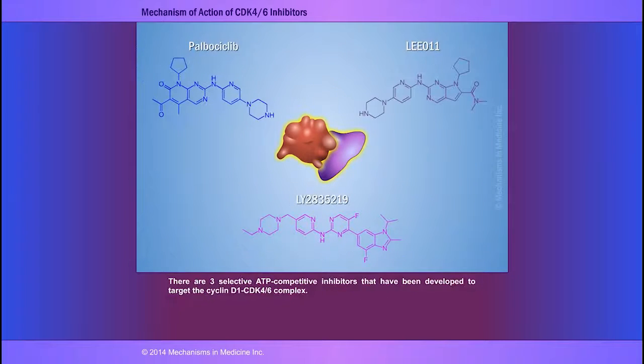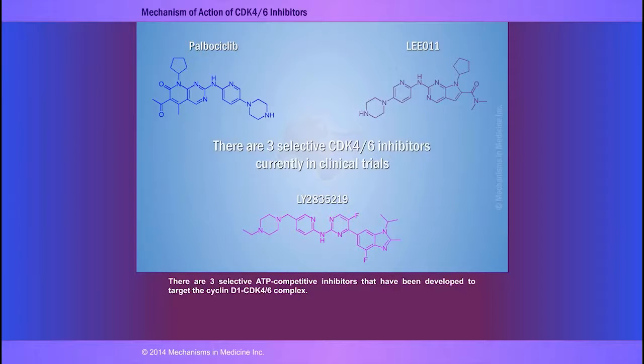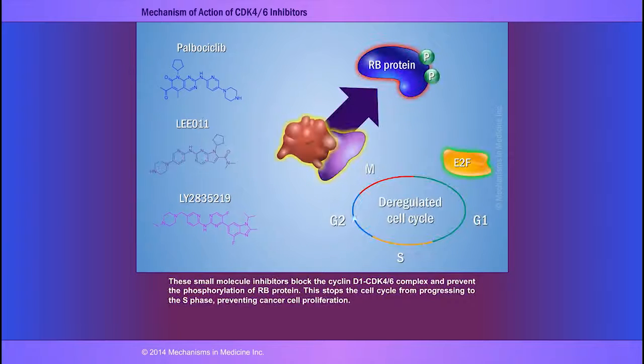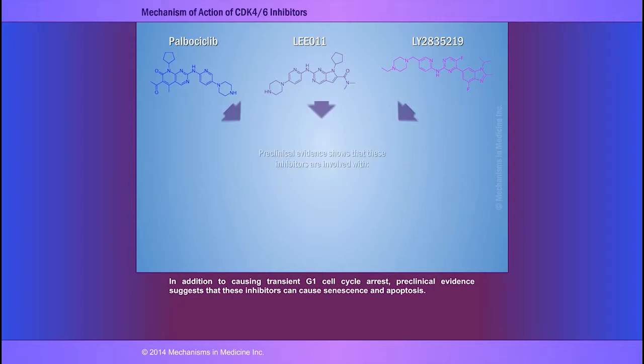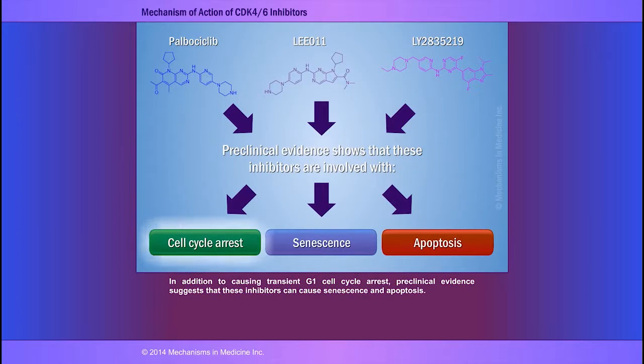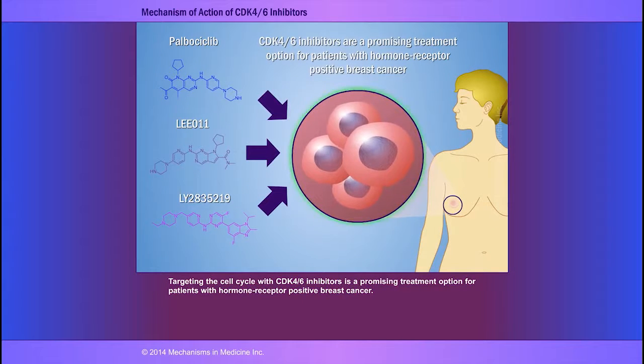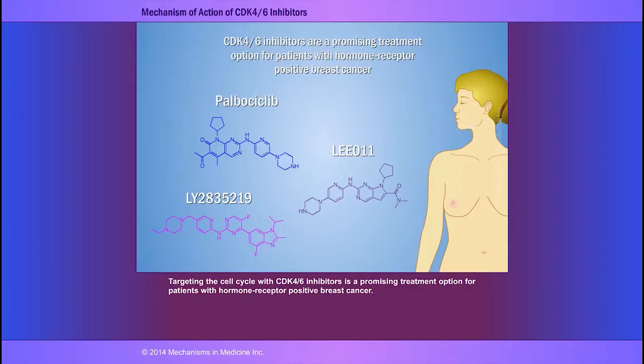There are 3 selective ATP competitive inhibitors that have been developed to target the cyclin D1 CDK4-6 complex. These small molecule inhibitors block the cyclin D1 CDK4-6 complex and prevent the phosphorylation of RB protein. This stops the cell cycle from progressing to the S phase, preventing cancer cell proliferation or growth. In addition to causing transient G1 cell cycle arrest, preclinical evidence suggests that these inhibitors can also cause senescence and apoptosis. Targeting the cell cycle with CDK4-6 inhibitors is a promising treatment option for patients with hormone receptor positive breast cancer.